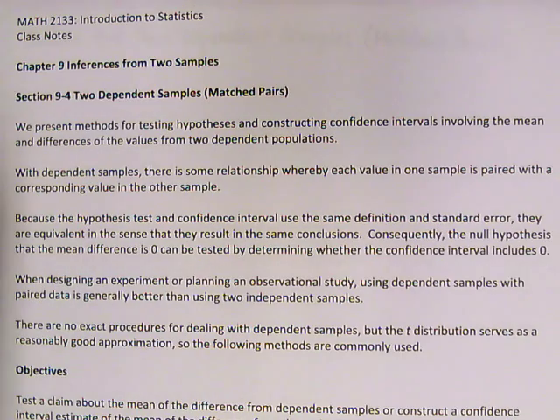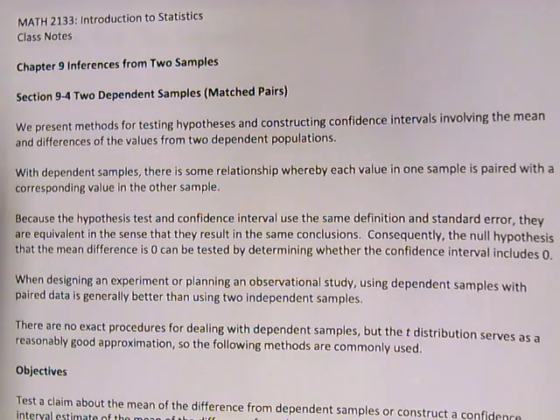Here, because the hypothesis test and confidence interval use the same definition and standard error, they are equivalent in the sense that they result in the same conclusions. Consequently, the null hypothesis that the mean difference is 0 can be tested by determining whether the confidence interval includes 0. Now, we don't have any exact procedures for dealing with dependent samples, but we can use the t-distribution as a reasonably good approximation, so the following methods are going to be commonly used.